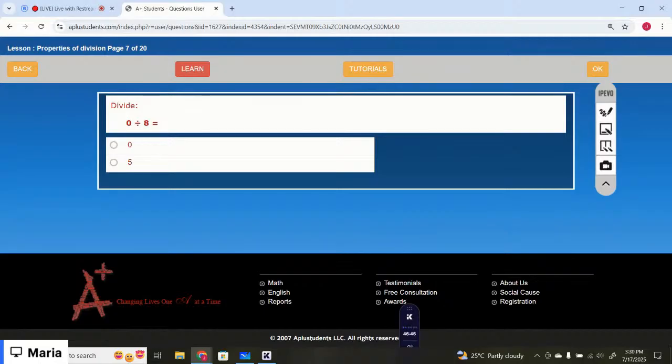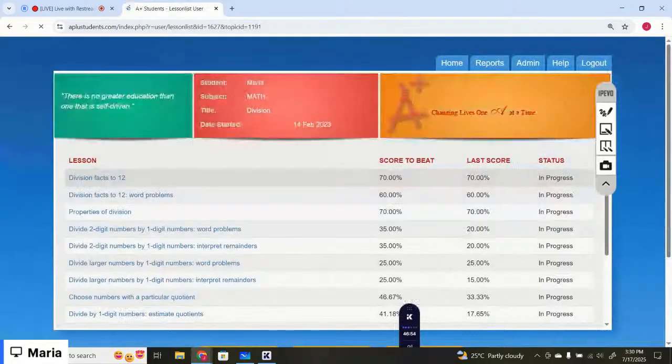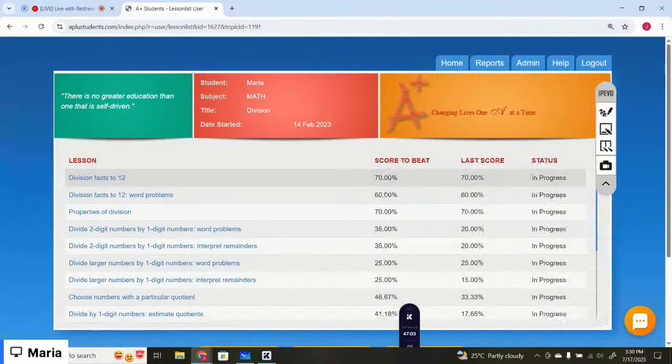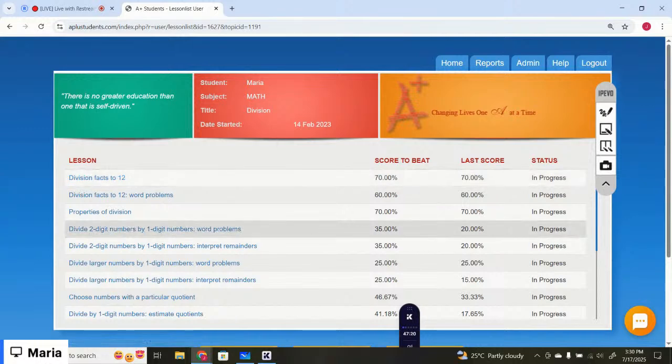0 divided by 8 is, yes, 0 it is. Option number 1 is the correct option. Okay, you can complete the lesson by yourself later today. Let me just move on to the next lesson. That is divide two-digit number by one-digit number word problems.